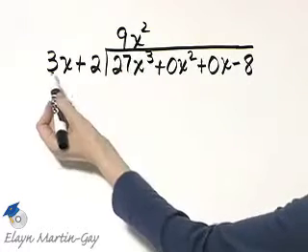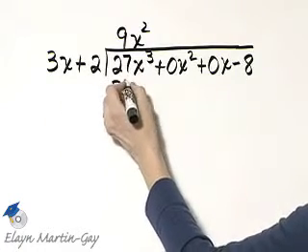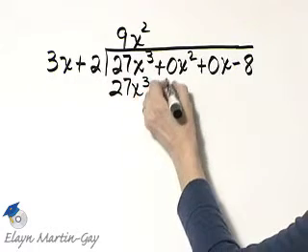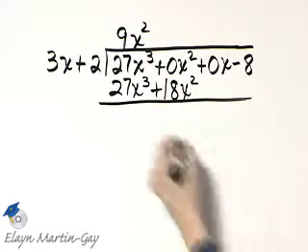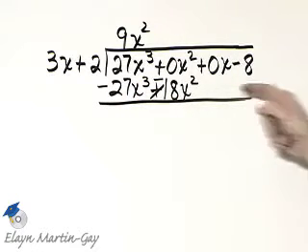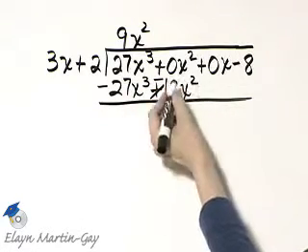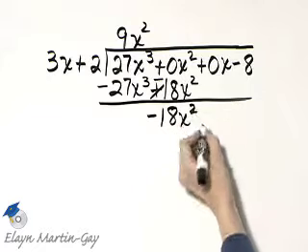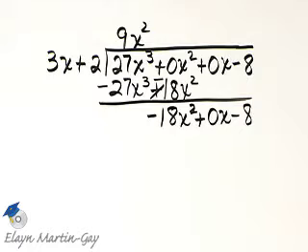Let's multiply this times both terms in the binomial. 9x squared times 3x is 27x cubed, just like I want. 9x squared times 2, that's 18x squared. I'll draw my line, and then since I'm subtracting, I change the signs of each term in this line. And now 27x cubed minus 27x cubed, that's 0. Then 0x squared minus 18x squared, that's negative 18x squared. I'll write down my other terms, plus 0x minus 8, and let's do the process again.